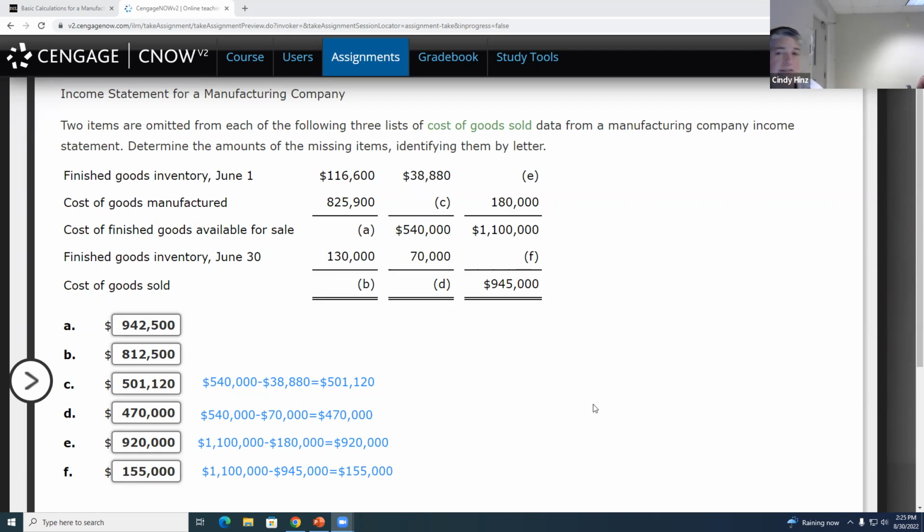So this is not necessarily the flow that would happen. These are not the normal calculations. What we did in the first column is really what information we would have available: how much we started with and how much we made to get to letter A, and then how much we had left to determine how much we must have sold.